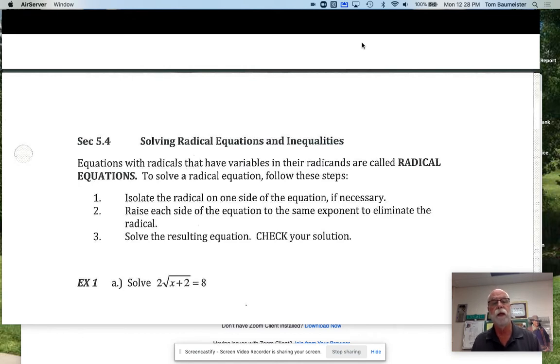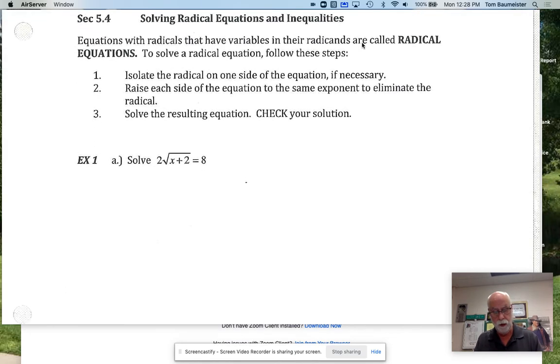Number one, isolate the radical on one side of the equation if necessary. Sometimes you won't have to do that. Number two, raise each side of the equation to the same exponent to eliminate the radical. Number three, solve the resulting equation and check your solution.